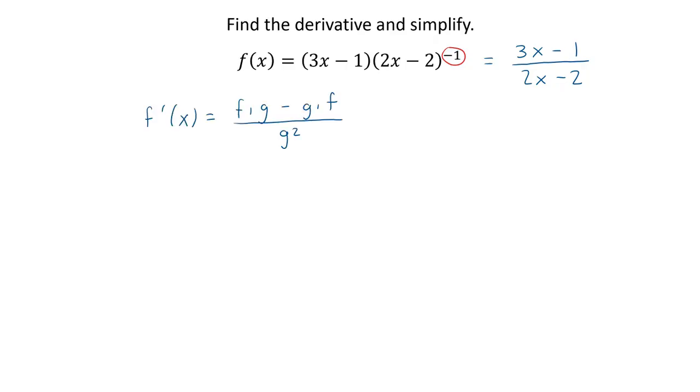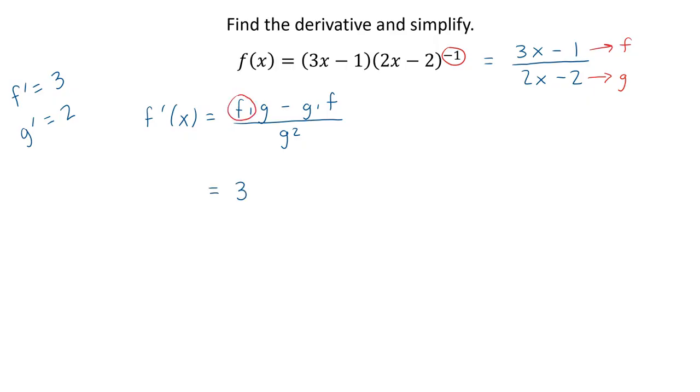The quotient rule is f prime g minus g prime f over g squared, where f represents the numerator and g represents the denominator. We're going to need f prime and g prime to execute this. So let's go ahead and write f prime and g prime in the margin of our work. f is 3x minus 1, and the derivative of f is 3. g is 2x minus 2, and the derivative of g is 2. And now we just fill in the blanks.